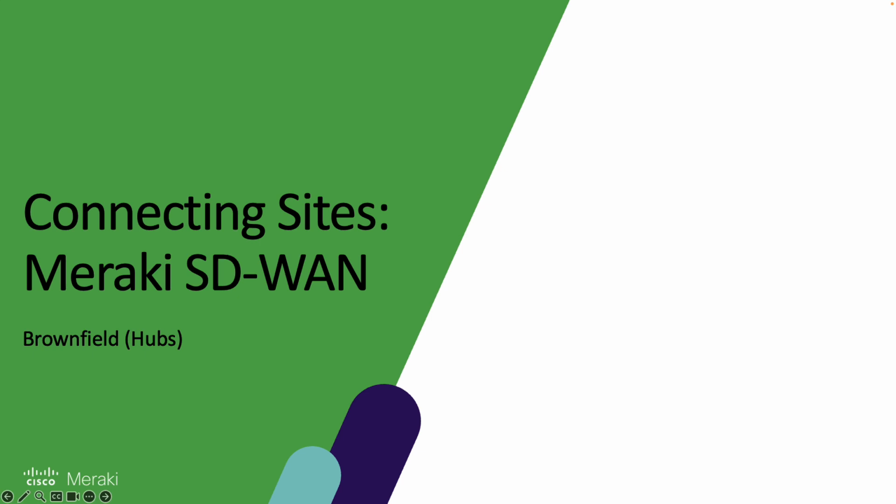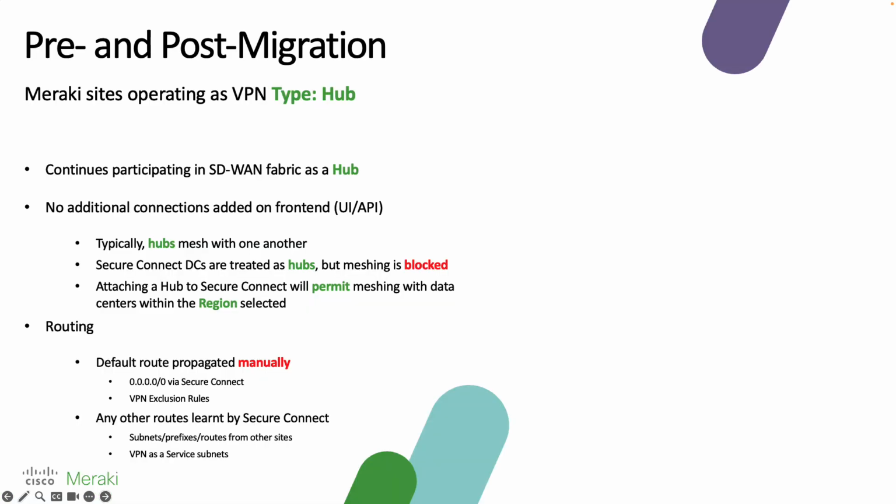In this video, we're going to be taking a look at onboarding your Meraki sites when they're operating as a hub. To get started, I wanted to talk about the pre and post migration effects. This video assumes that the Meraki site you're connecting is currently operating as VPN type hub. The site is going to continue participating in the SD-WAN fabric as a hub, but we won't see any additional connections added on the front end.